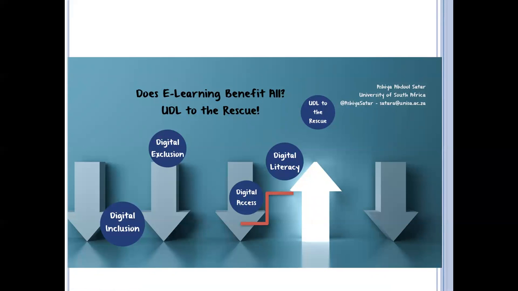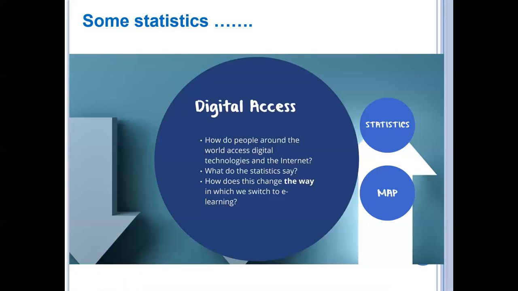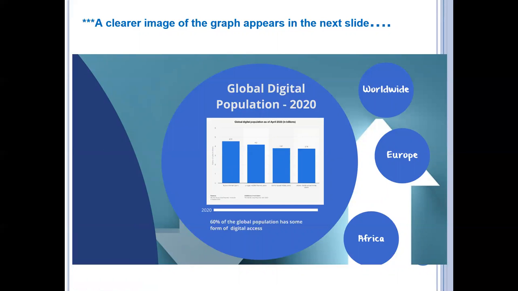Well, now that we've discussed digital inclusion and digital exclusion, I go into digital access. Although we've touched on it earlier, I want to go into the statistics and what the numbers say about digital access. How do people around the world access digital technologies and the internet? What do the statistics say? And how does this change the way in which we switch to e-learning?